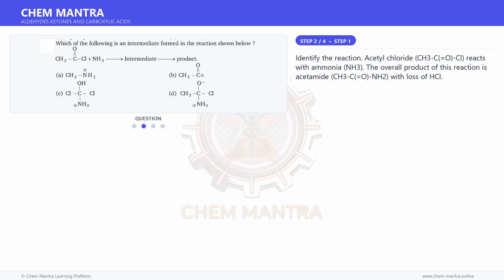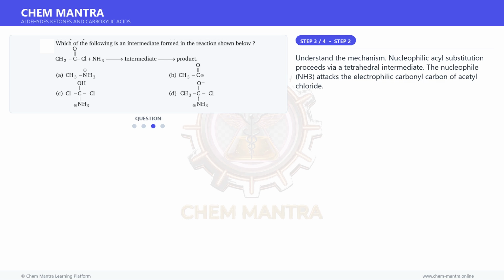Moving on to the next step. Identify the reaction. Acetyl chloride, CH3C=OCl, reacts with ammonia, NH3. The overall product of this reaction is acetamide, CH3C=ONH2, with loss of HCl.